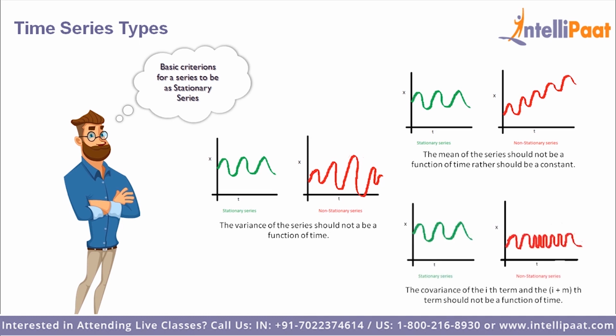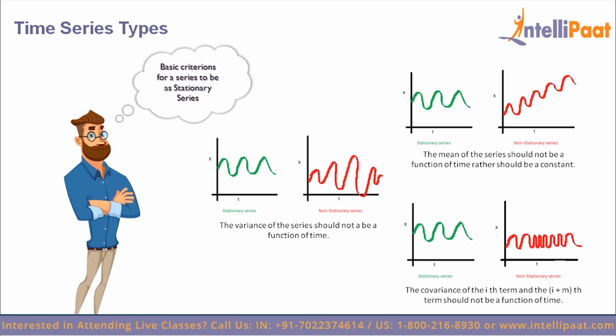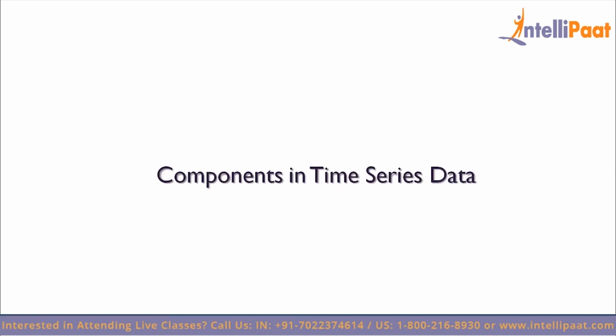And the third criteria is the covariance of the ith term and the i plus mth term should not be a function of time. In the graph here you will notice the spread becomes closer as the time increases. Hence, the covariance is not constant with time for the red series. So next we'll study about different components in a time series data.